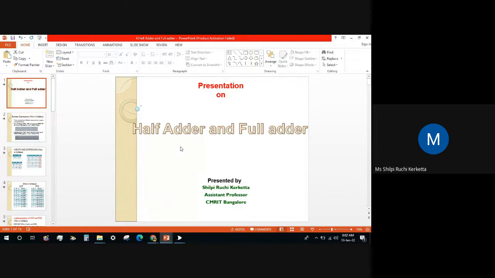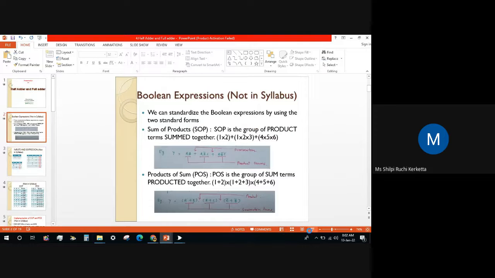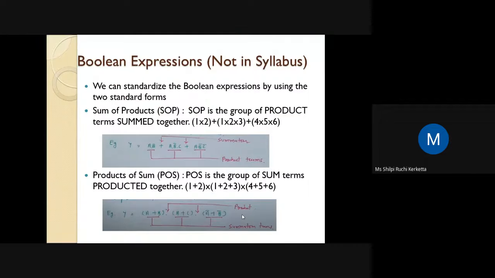Okay, yesterday we did this half adder and full adder. I will just once more explain what is this half adder and what is this full adder. Okay, so for making the circuits in half adder and full adder, we are using the sum of products. So what sum of products means is first we have to do the product and then we have to add everything. So that becomes sum of products.